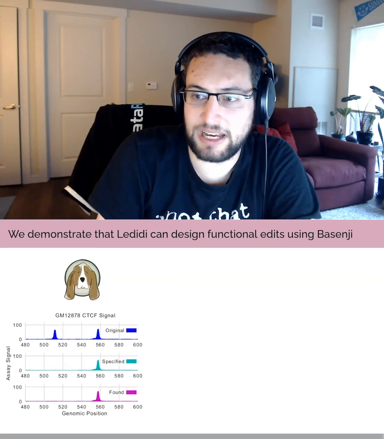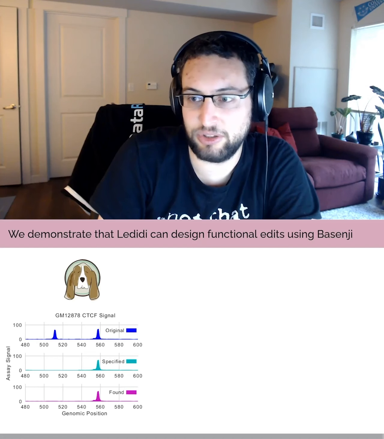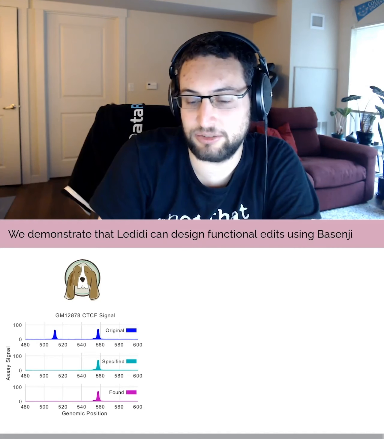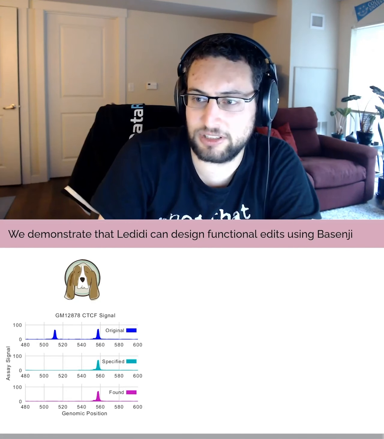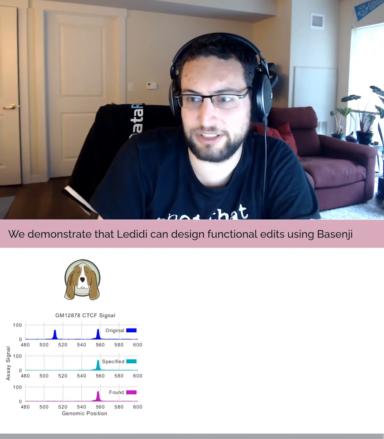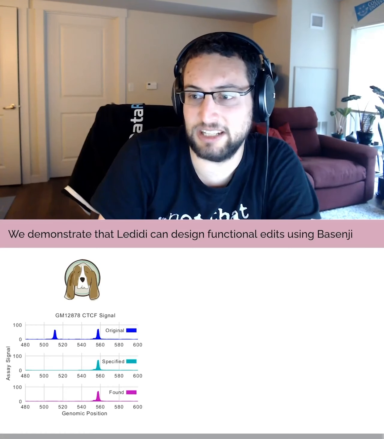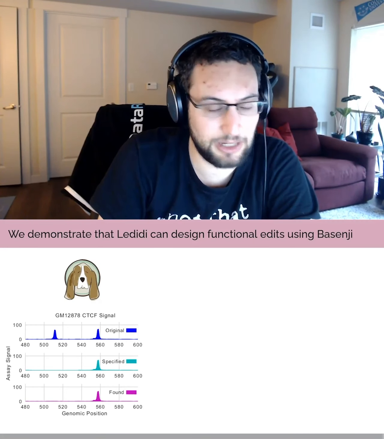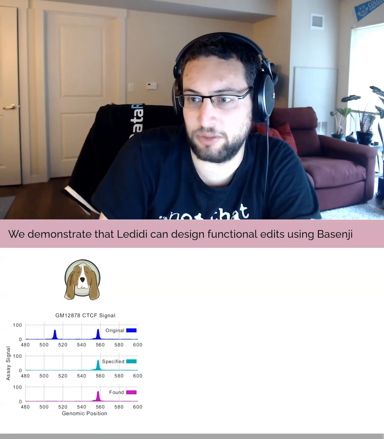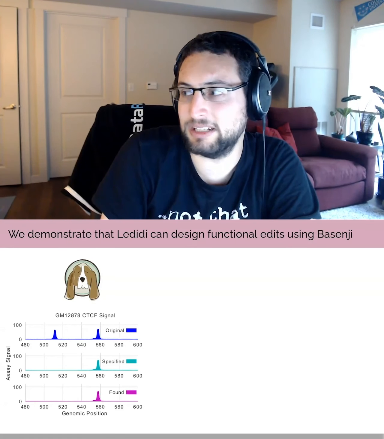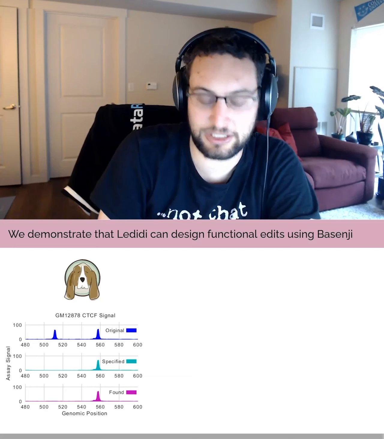So then we wanted to validate that Ledidi worked. What we did is pair it with Basenji, which is a model that takes in 131 kilobases of sequence and makes predictions for over 5,000 functional tracks. We focused on CTCF, which is a good initial validation because CTCF is known to bind tightly to a known motif. We wanted to do something like the initial example that I showed before. Essentially, we wanted to add in or delete peaks.